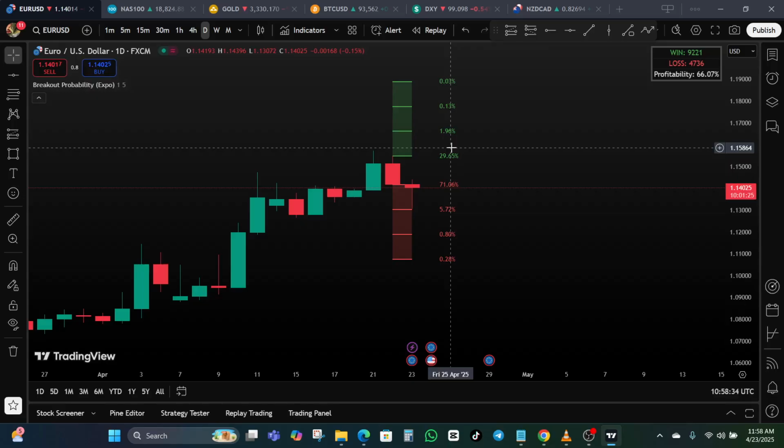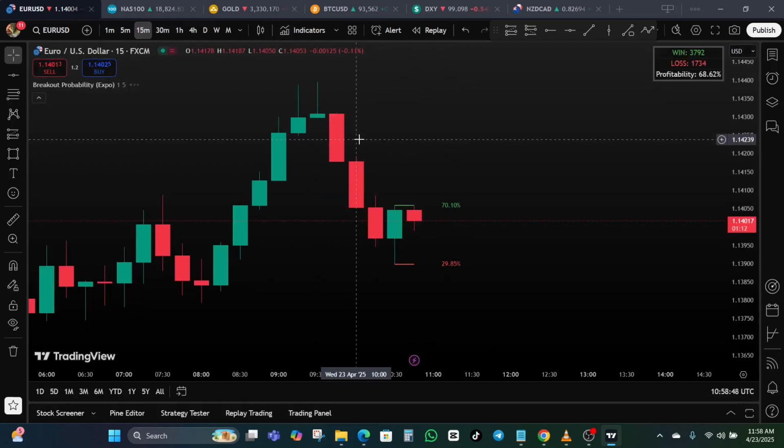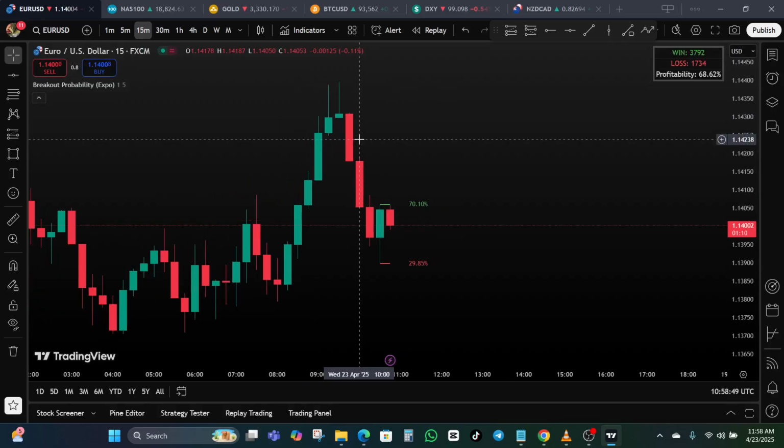Then you should identify consolidation zones. Look for tight ranges, flags, or wedge formations, right? This is where breakout potential builds. You can go to the lower time frames to look for such.